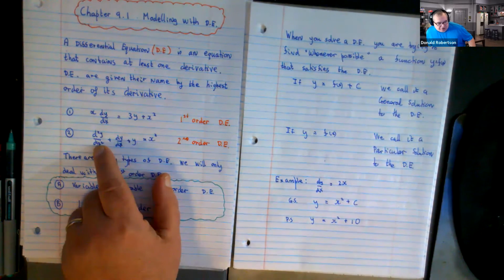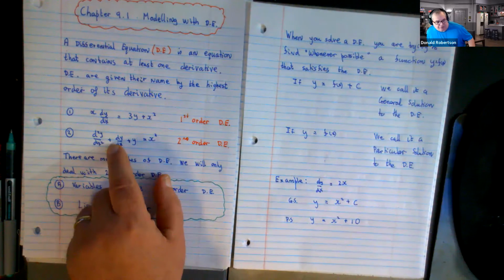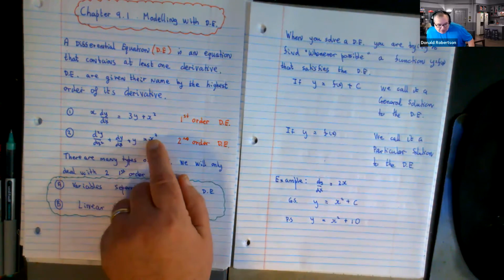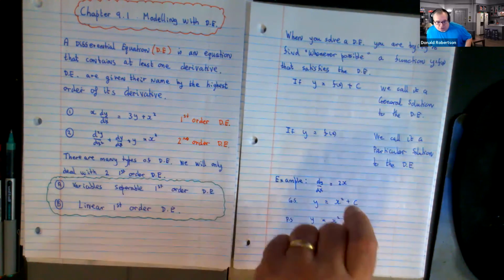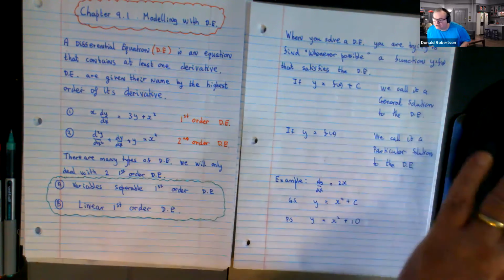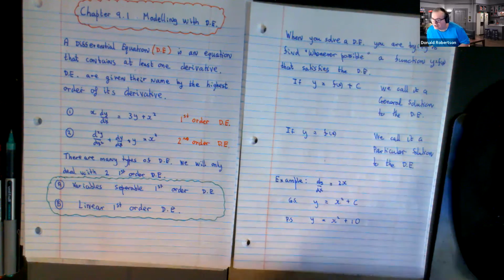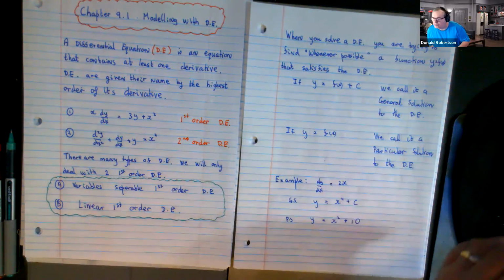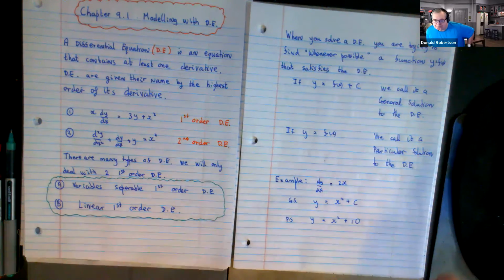If you take its second derivative and then add its first derivative, then you add y, the whole thing equals x squared. You are trying to solve an equation, but the equation isn't going to be x equals 5. It's going to be y is a function of x, right? y equals x cubed, y equals sine x, whatever it might be.